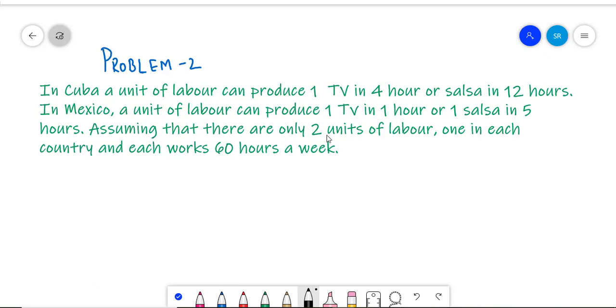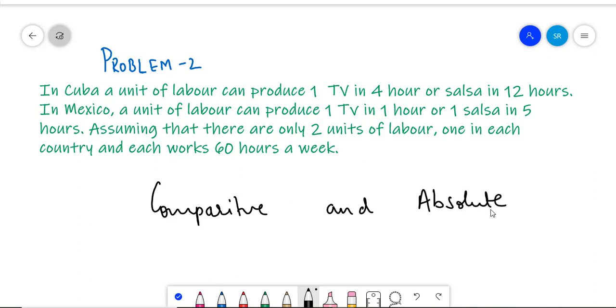Assuming that there are only 2 units of labor, one in each country, and they work 60 hours a week, calculate the comparative advantage for both the commodities and tell us if there is an absolute cost advantage.